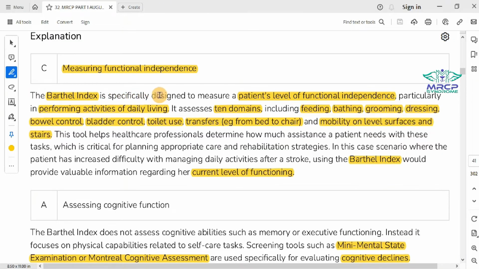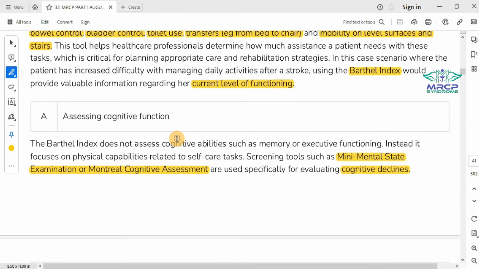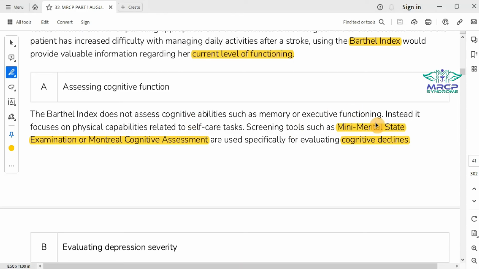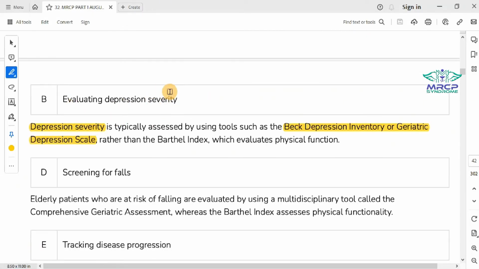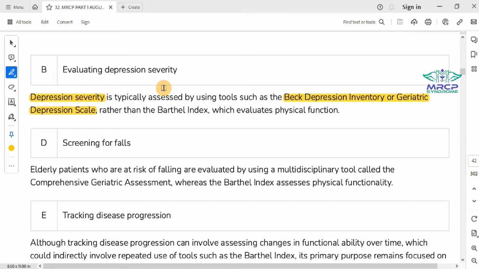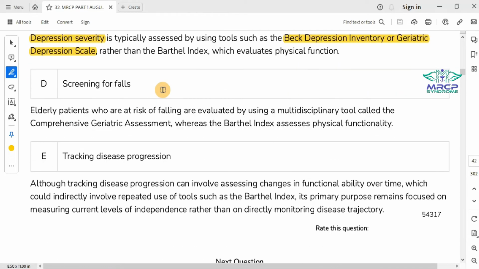The Barthel Index is specifically designed to measure a patient's level of functional independence, particularly in performing activities of daily living, ADLs. It assesses 10 domains. So Facebook, FB, groom, then B, DT, and last one is the M. And for the cognitive assessment, you can go for MMSE, also known as the Folstein test, or you can go for the Montreal Cognitive Assessment. And depression severity, there is either the Beck Depression Inventory or the Geriatric Depression Scale.